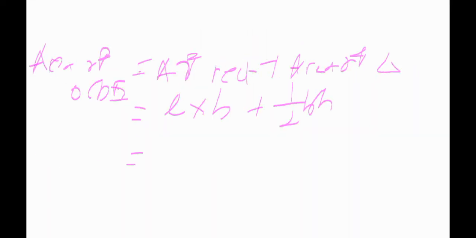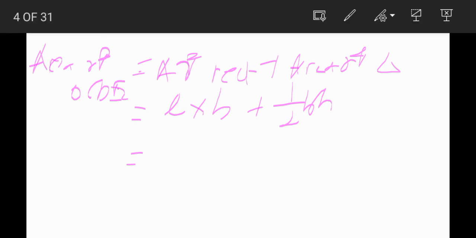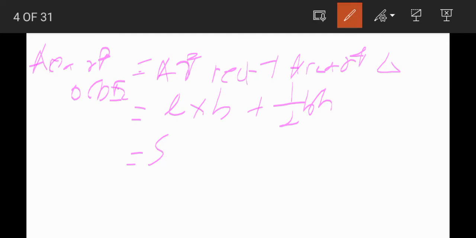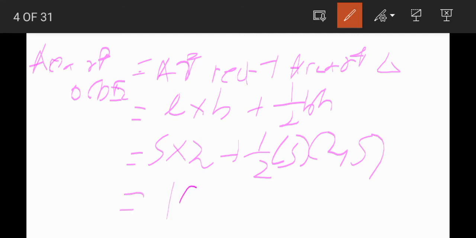So let's write it there. So what's my length? Said it's 5. Length is 5 multiplied by the breadth is 2. Then what's my base? Base is 5. And then what's my height? 2.5. Multiply all this together, we're going to have 16.25 units square. So it is still the same answer as the one that we got there, right?